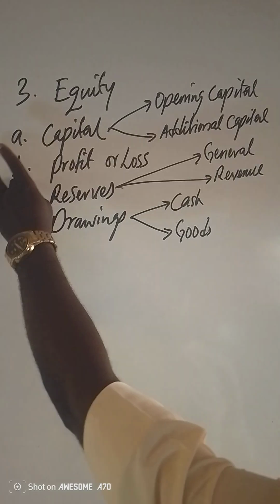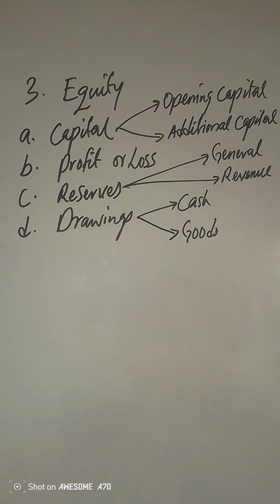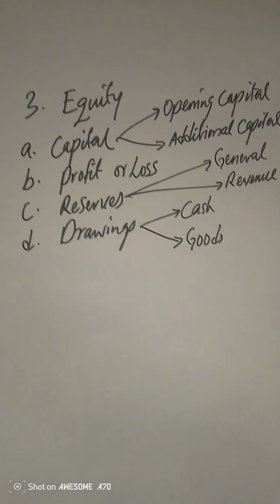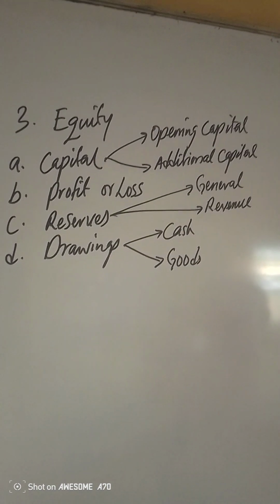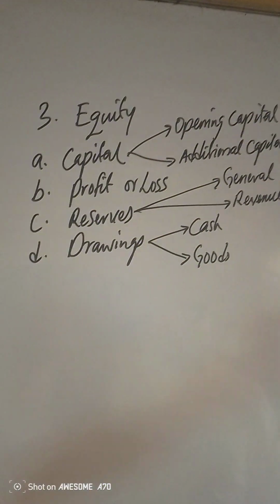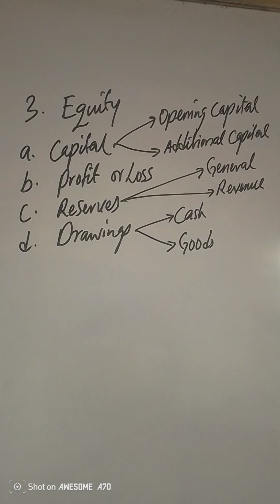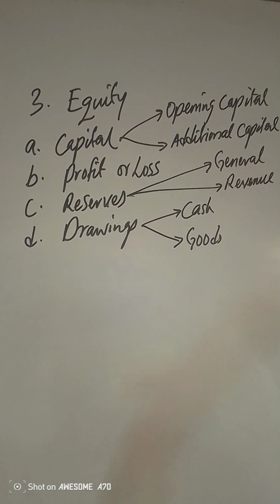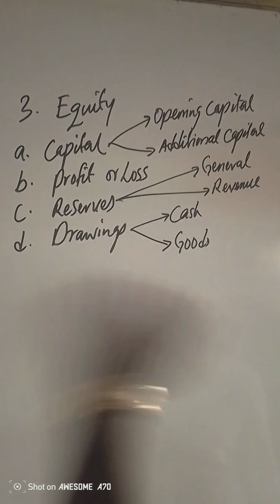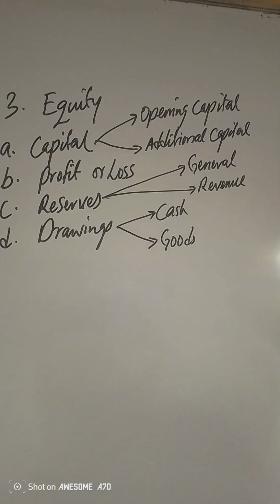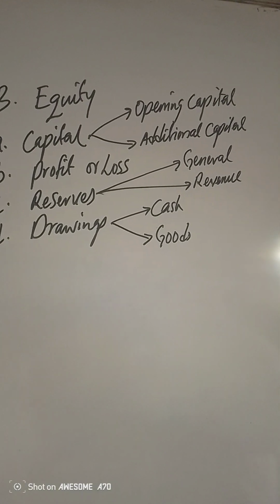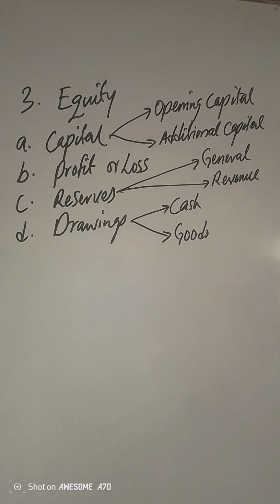The next example of equity is what is called profit or loss. Here, we are saying that as the owner puts capital into the business, expecting to get interest and also get profit, what is called gain. So if the profit comes from the trading activities of the business, the profit will go to the owner. It can either be profit or loss. This is also under the section called equity.